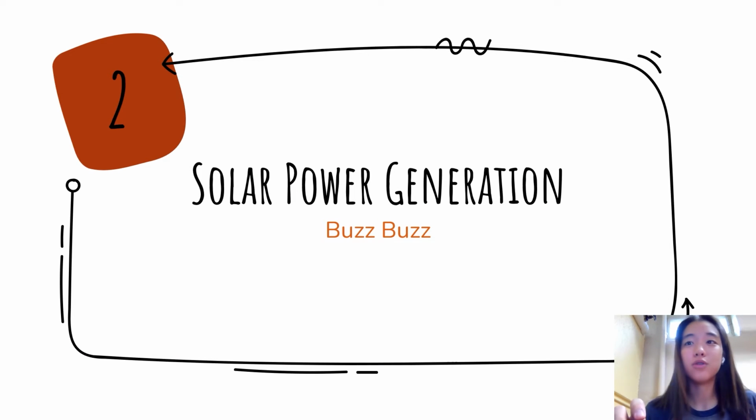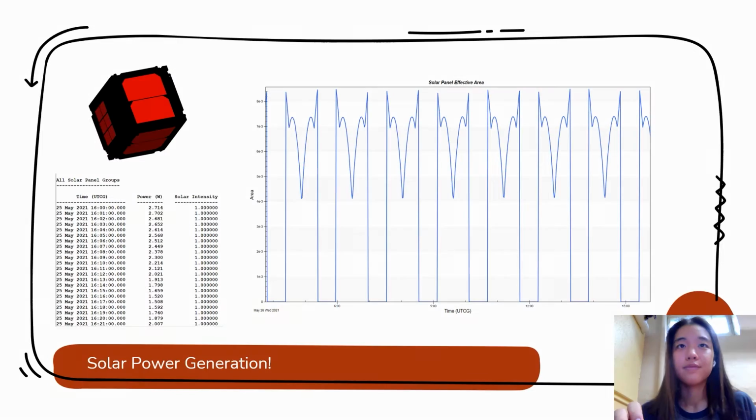Well, now on to our second example. We are going to look at solar power generation. Buzz buzz. So with that same model, we can see how well our CubeSat generates solar power using the panels located all over the bus. If you look at the image on the top right, you can see that there's solar panels usually around almost every surface of the small lower cube.